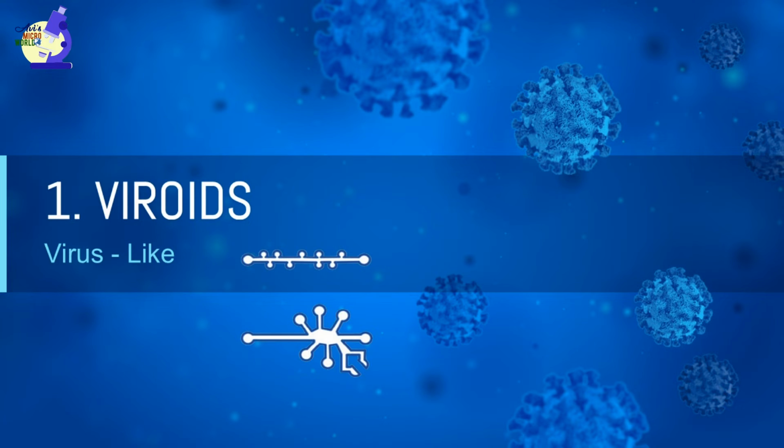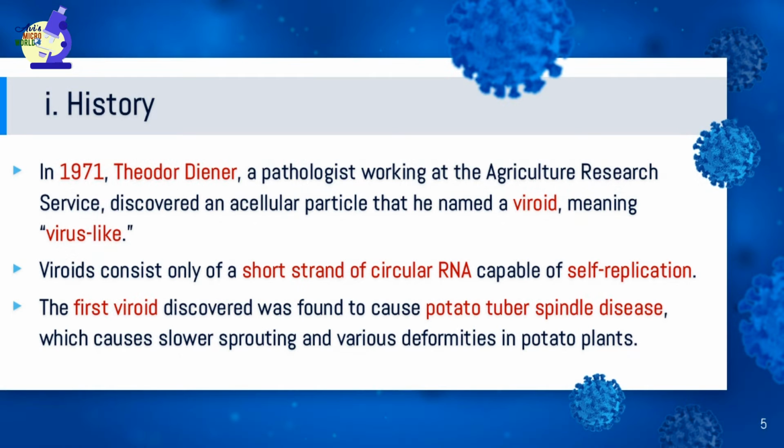The first topic, the viroids. Basically, viroids means they are virus-like. That's a key term which we need to understand. History of these viroids. In 1971, Theodor Diener, a pathologist working at the Agriculture Research Service, discovered an acellular particle that he named a viroid, meaning virus-like.